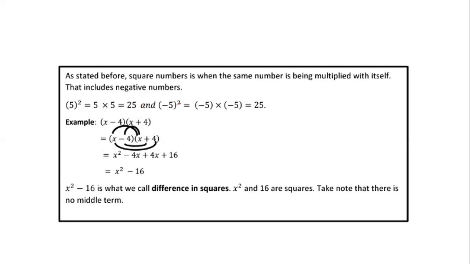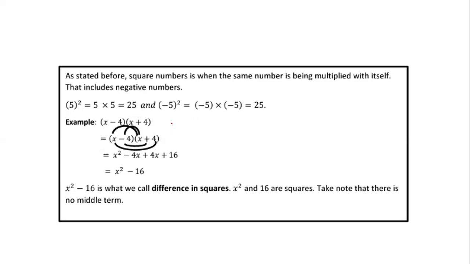Remember, we expand this. So what does this 2 mean? It means we have two negative 5s. So -5 multiplied by -5, we get positive 25. So as stated before, square numbers is when the same number is being multiplied with itself. So this is an example that shows a square number.